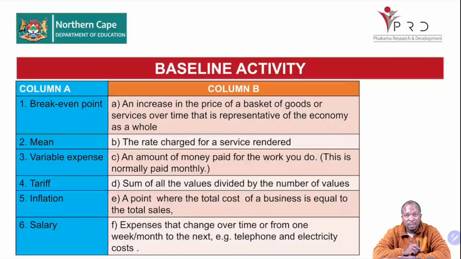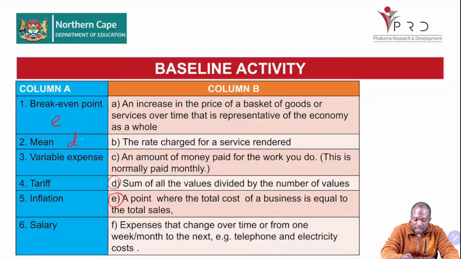Have you managed to find out? Break-even point is the point where the income and expenses are the same. So it means we are talking about E. How about mean? Whenever you hear the word mean, you should know we are adding everything and dividing by how many values there are. Meaning we are talking of the sum. So which one talks of the sum here? That is D. So this first one is E. The next one is D.